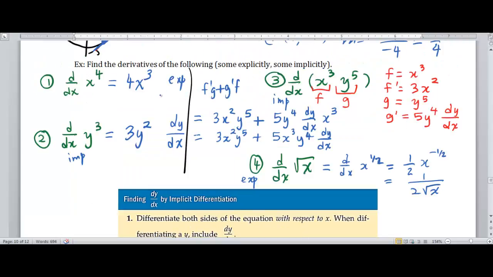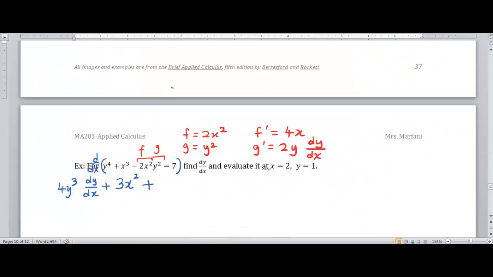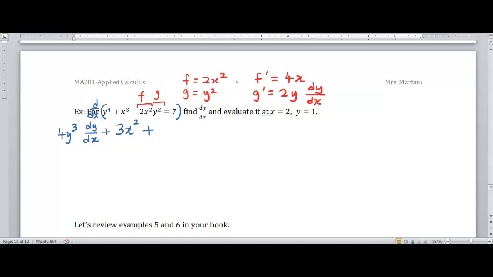just like we did the product rule up here, we have to do the product rule over here. So we're going to do f prime, which is 4x, f prime g plus g prime times f. Now, this is f prime, this is g, here's g prime, and here's f. I just switched them, that's okay.